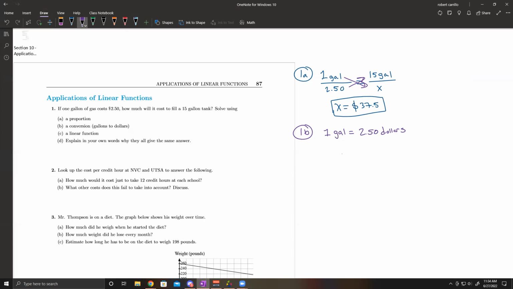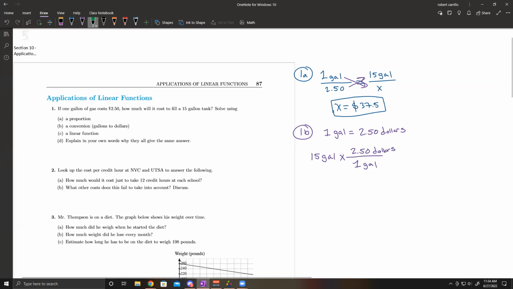So if we want to know how much it is going to cost to do a 15-gallon tank, this is how we'll set up our conversion. We'll say 15 gallons times, and we're going to convert from gallons to dollars, just like it says. We know that in 1 gallon, it costs $2.50.